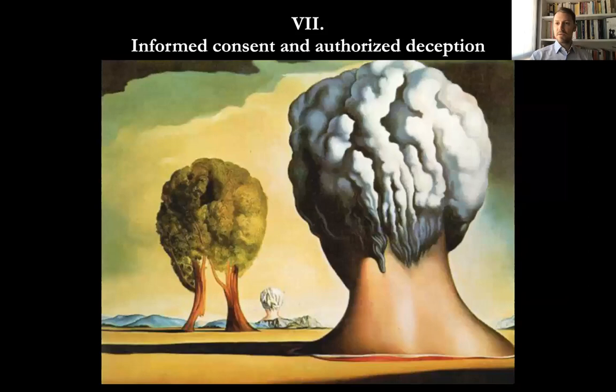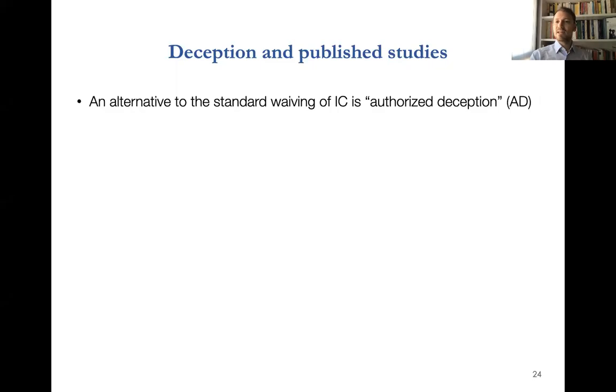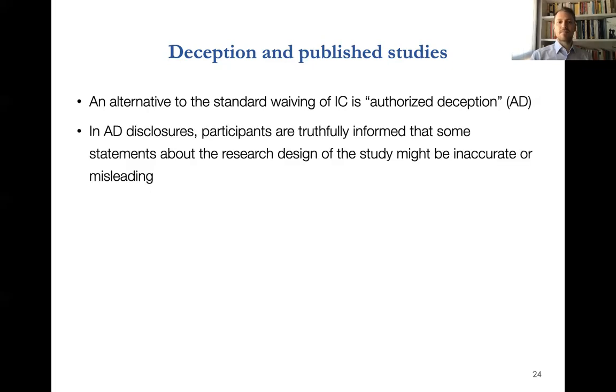So we now pass to an alternative that has been proposed that's very viable, that is to say, authorized deception. An alternative to the standard waiving of informed consent for deceptive studies, as we have seen, is to use an authorized deception paradigm. In such kinds of disclosures, the participants are truthfully informed at the very beginning that some statements about the research design of the study might be inaccurate or misleading.